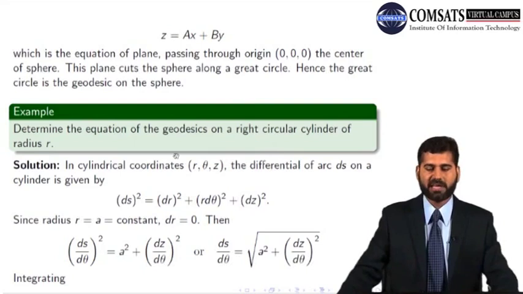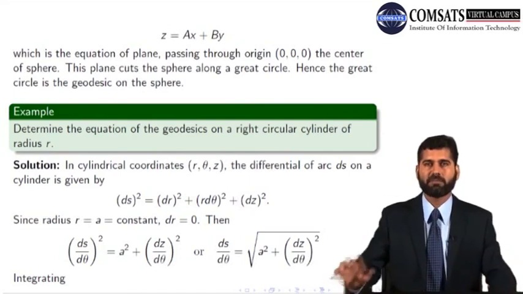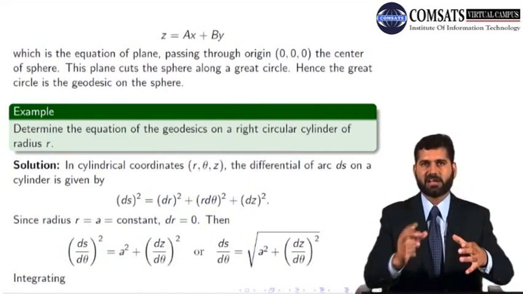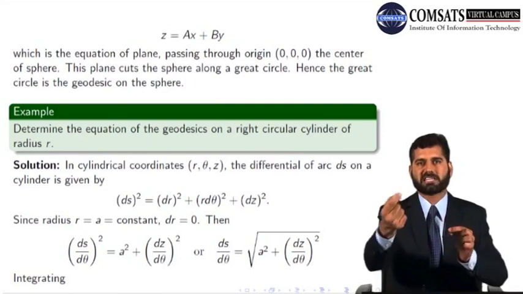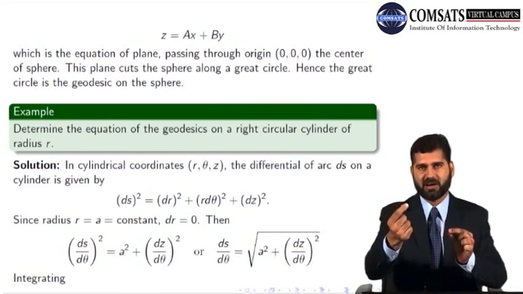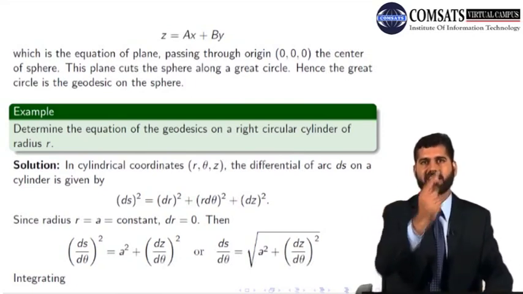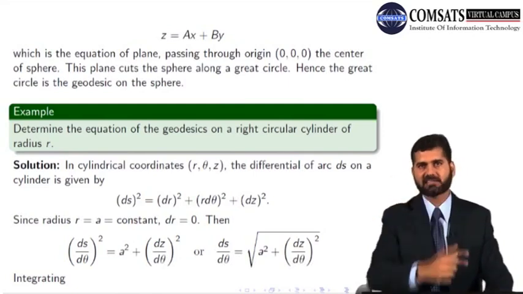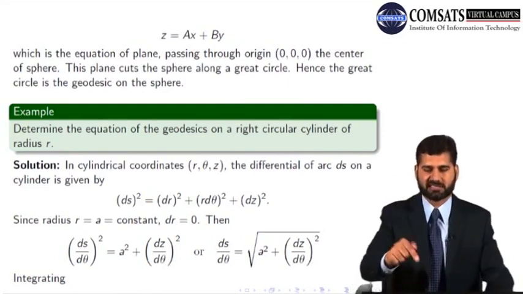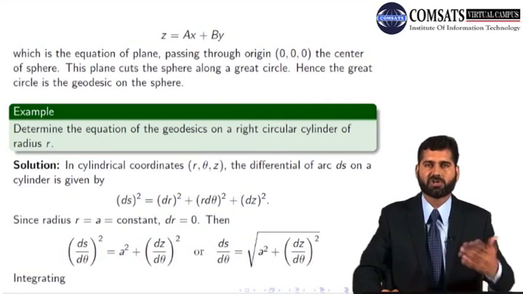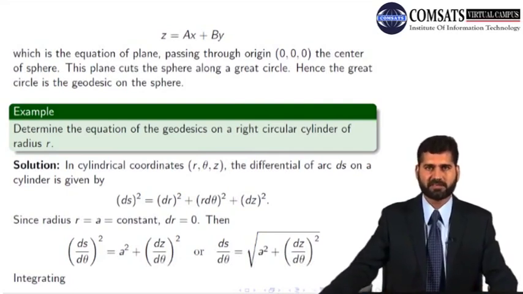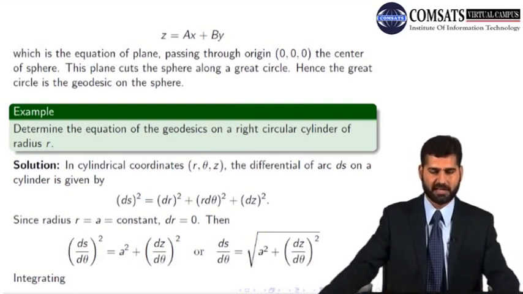Now determine the equation of the geodesics on the right circular cylinder of radius r. Right circular cylinder of radius r. Now it's a cylinder, and you want to achieve the minimum distance between 2 points on the cylinder. All right, and this is a helix. If you make a helix on a cylinder, that gives you the shortest distance, and we can prove it here. The geodesics on the surface are helices.